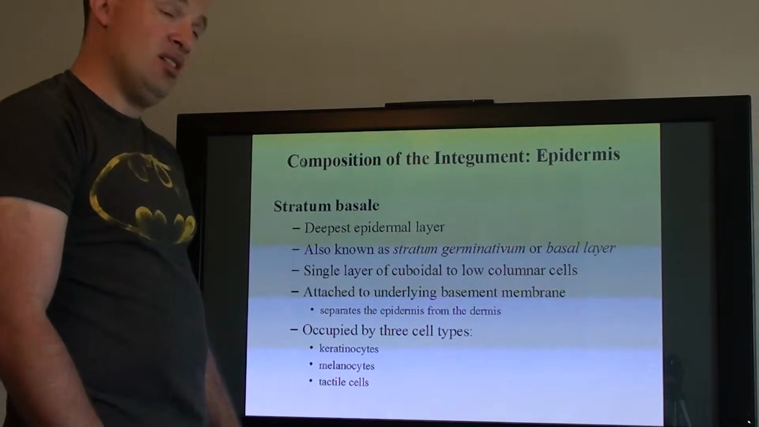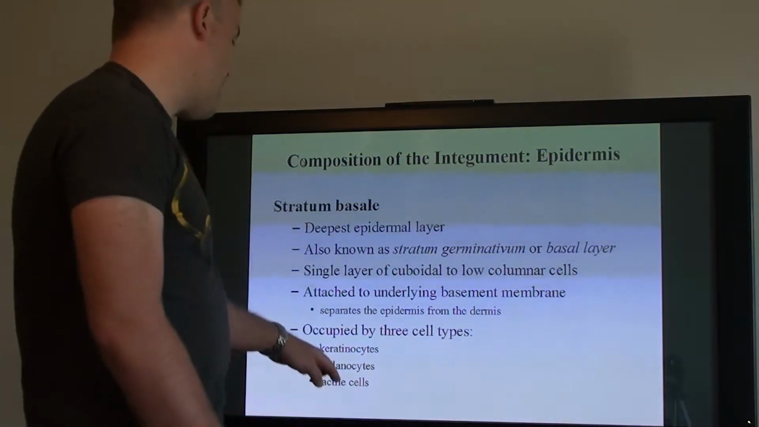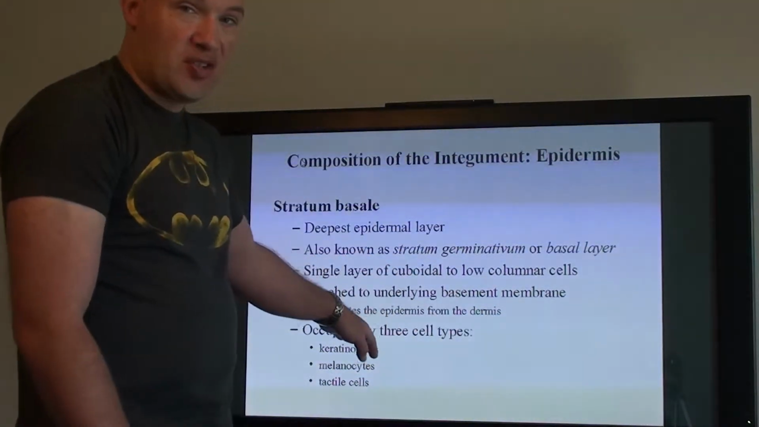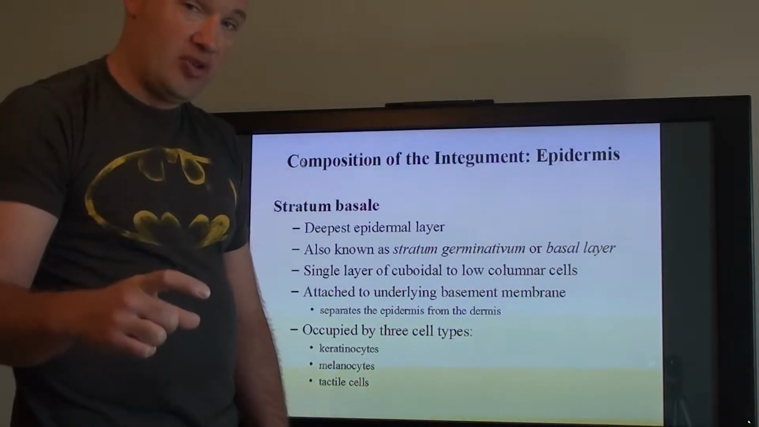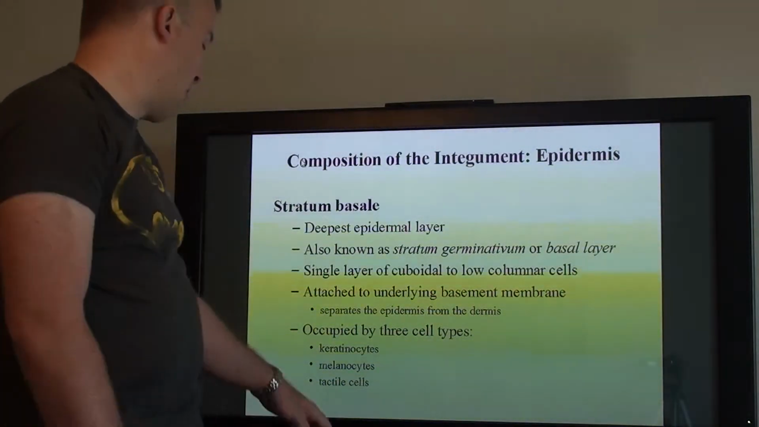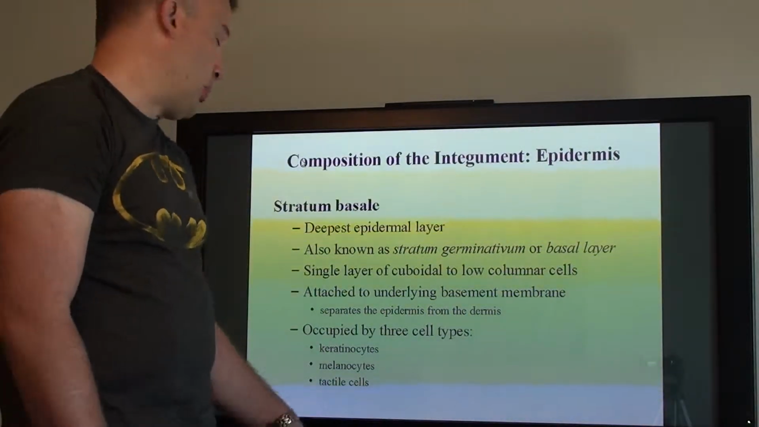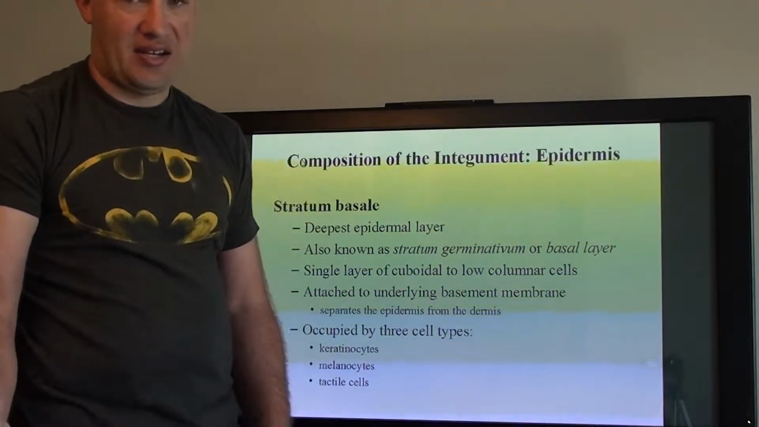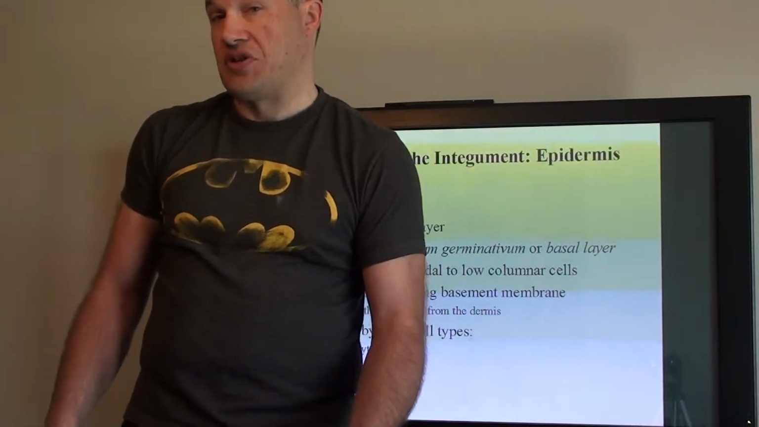It's attached to an underlying basement membrane. This is what actually separates the epidermal layer from the dermal layer. So we've got three cell types here. The big one is the keratinocytes. But we also have melanocytes, and we also have tactile cells in this layer, the stratum basale.